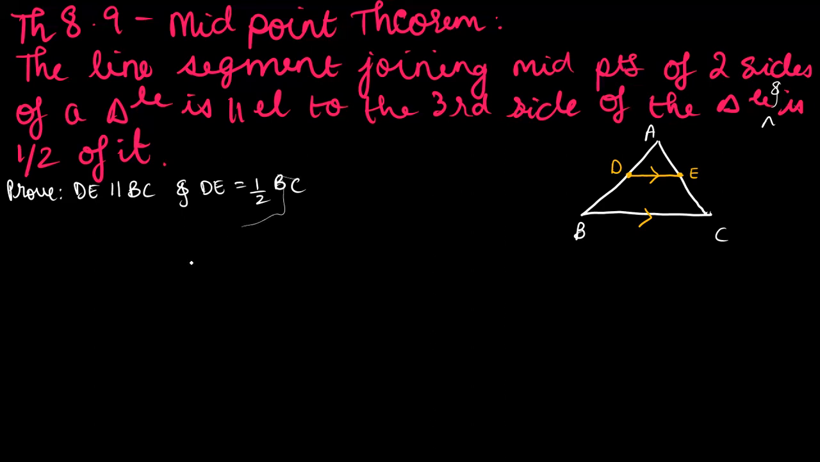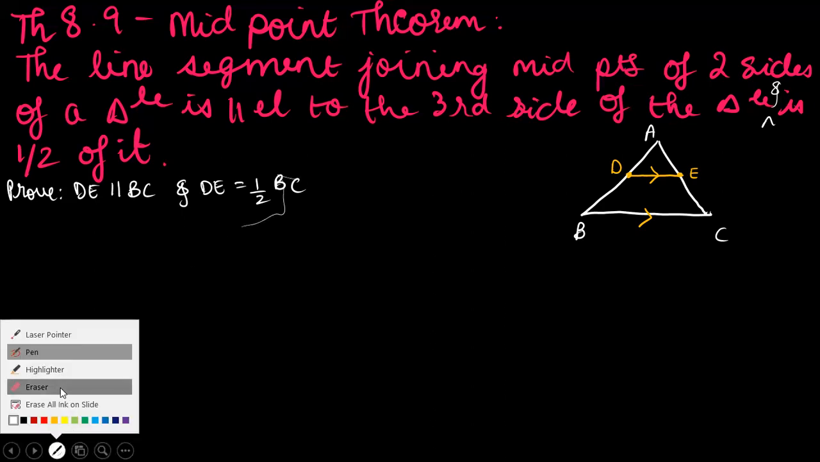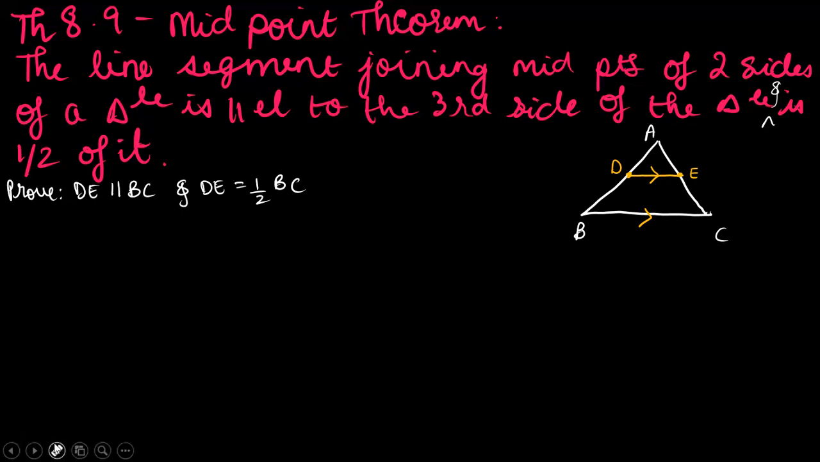Okay, so now we are going to be seeing the proof to this theorem, right? So what do we need to prove? Exactly what I've written here: DE is parallel to BC and DE is equal to half of BC. And for this, we are going to do a small construction. What we're going to do? We are going to extend point E such that DE is equal to EF. Okay, let's see what that is.